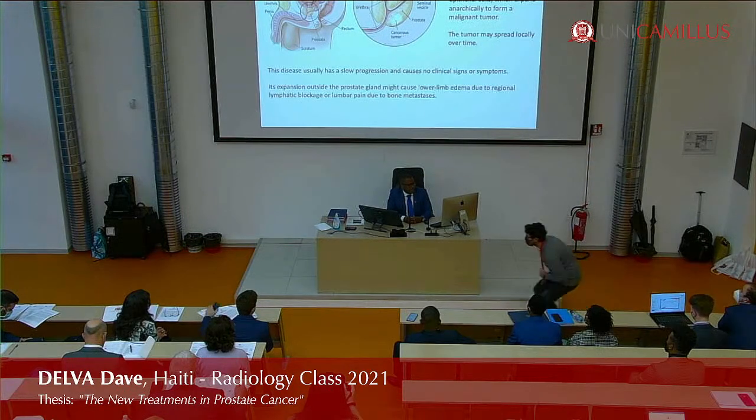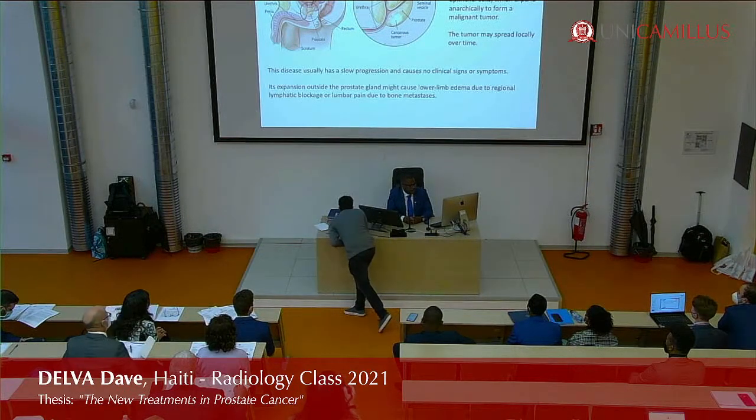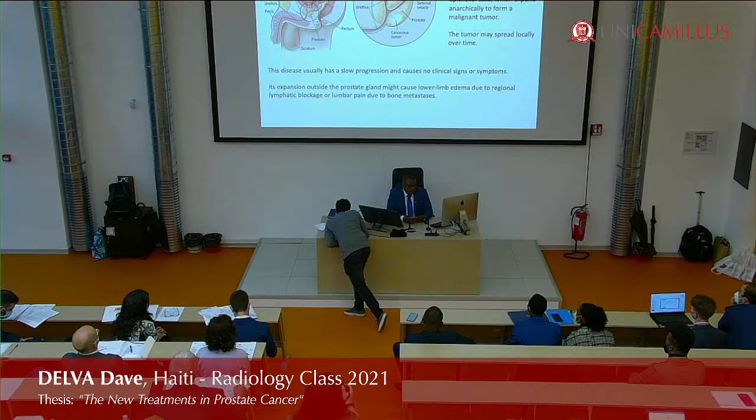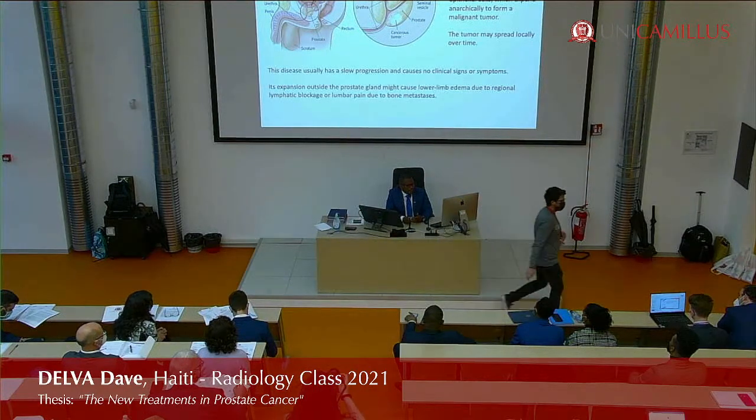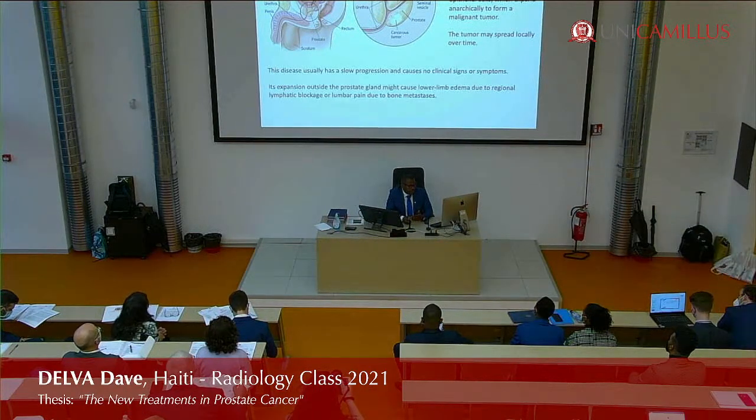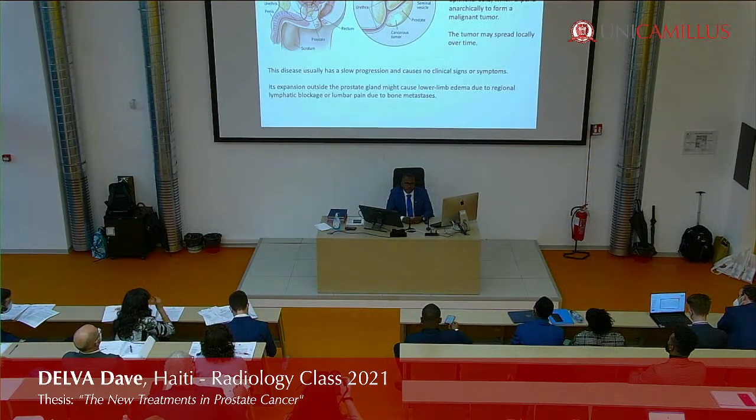The prostate is a small gland in man that helps in the production of the semen. It is located just below the bladder, in front of the rectum, and wraps around the urethra.